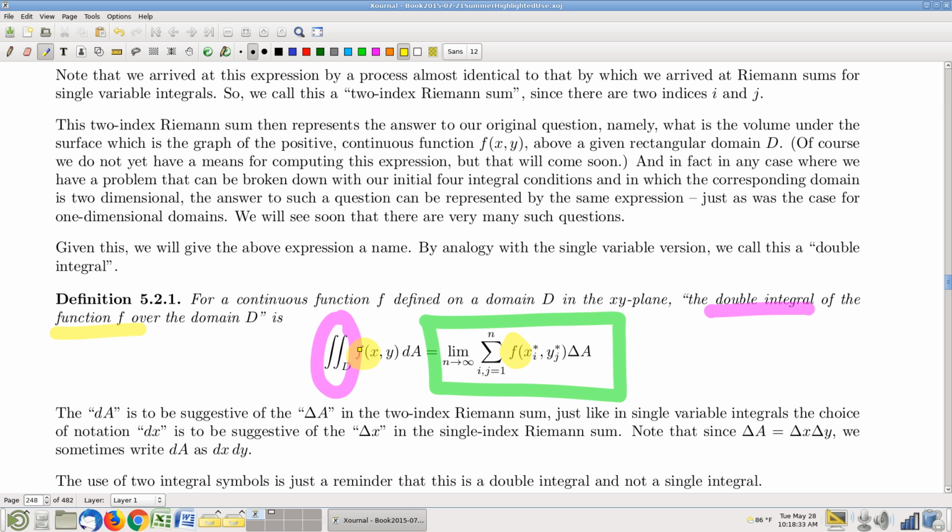And then I've got to tell you what the domain is. The domain is what defines what these coordinates are and what the area of this slice is. All that stuff comes from what the domain is. We indicate the domain with a little subscript down there.